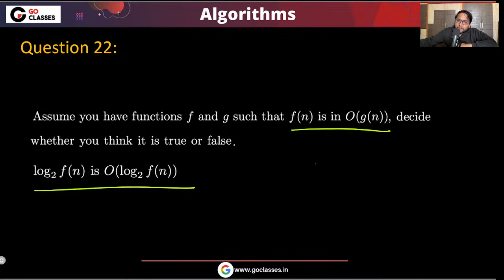Which means now I'm saying fn is lesser than or equal to c into gn, or maybe, okay, I'm just writing it simply, gn. Let's suppose I'm saying something like this. Then what about after log? If it is lesser than or equal to gn, what about after log? What do you think? See, after the log, it can't be greater, okay?